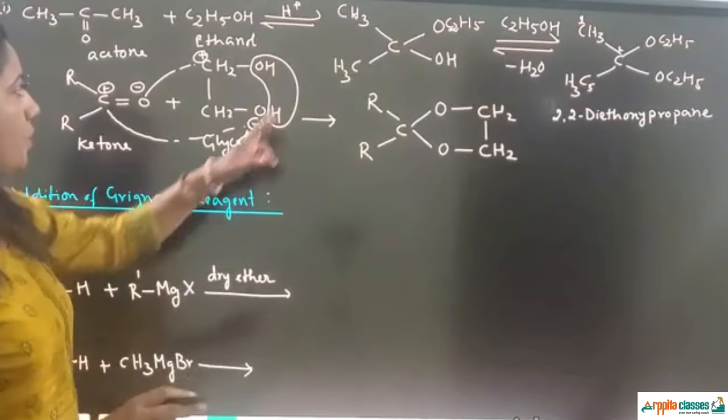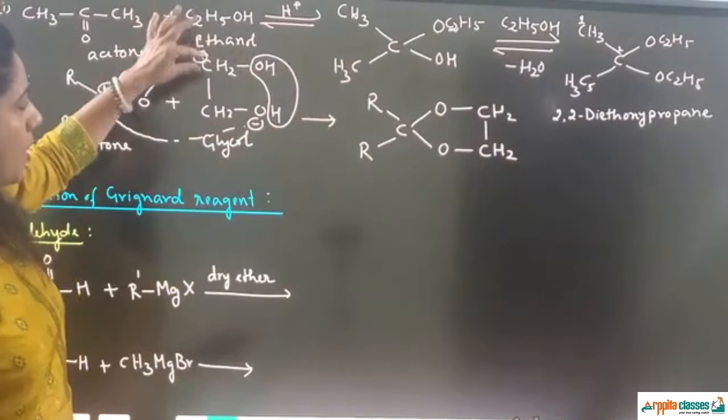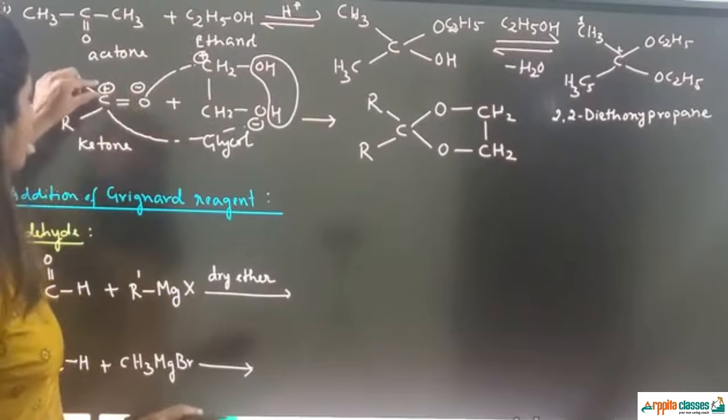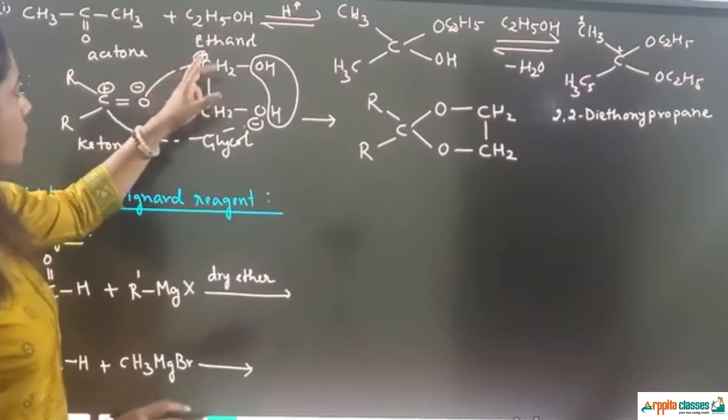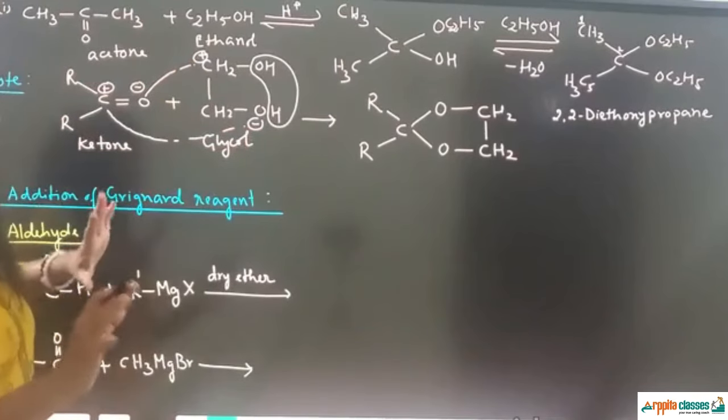I hope you understood. First you remove the water molecule. Once you remove the water molecule, this becomes plus and this becomes minus. Here this is your plus, this is your minus. So you attach a plus with this minus and attach this minus with this plus. And then write it properly.